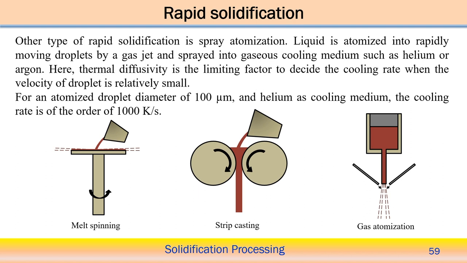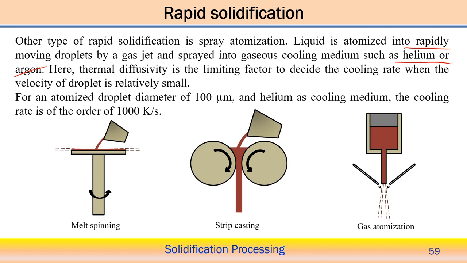Here we can see that another type of rapid solidification is spray atomization. In the spray atomization process, liquid is atomized rapidly through a gaseous medium, and the moving droplets interact with the gas jet, the cooling medium, which can be helium or argon. So the liquid metal in contact with the cooling gas jet immediately creates small droplets, and here the thermal diffusivity is the limiting factor deciding the cooling rate when the velocity of droplets is relatively small. So it is important that the gas atomization process is limited by thermal diffusivity.